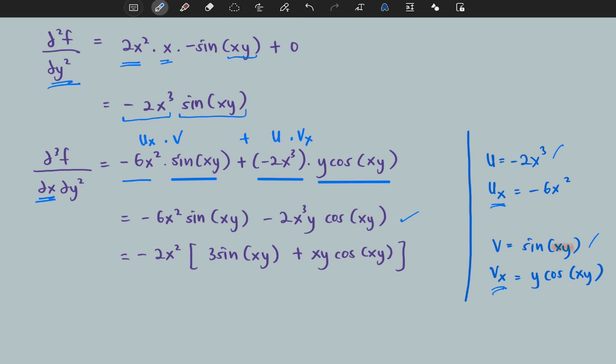You can leave your answer until here, but you can also factorize to make it simpler. Which means we factorize the common factor here. It's going to be negative 2x squared. Open the bracket. What's left is 3 sin xy. Here going to be positive y. We have factorized the negative, so positive here. Plus xy cos xy.